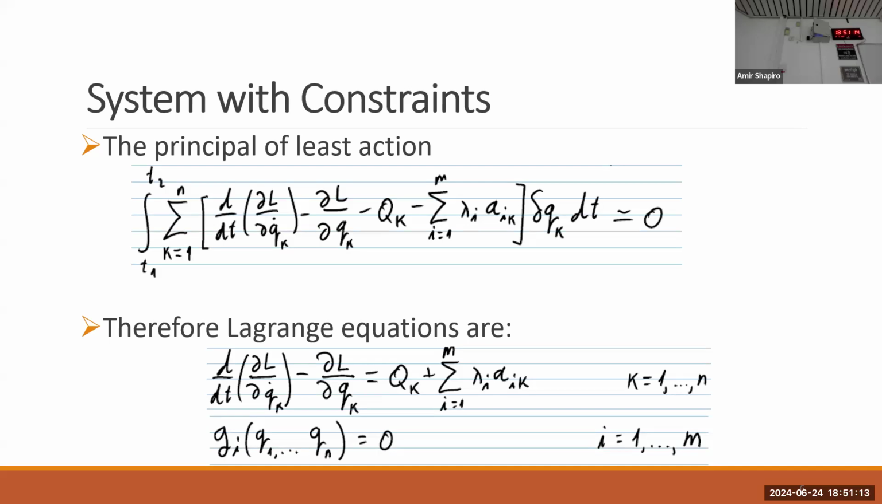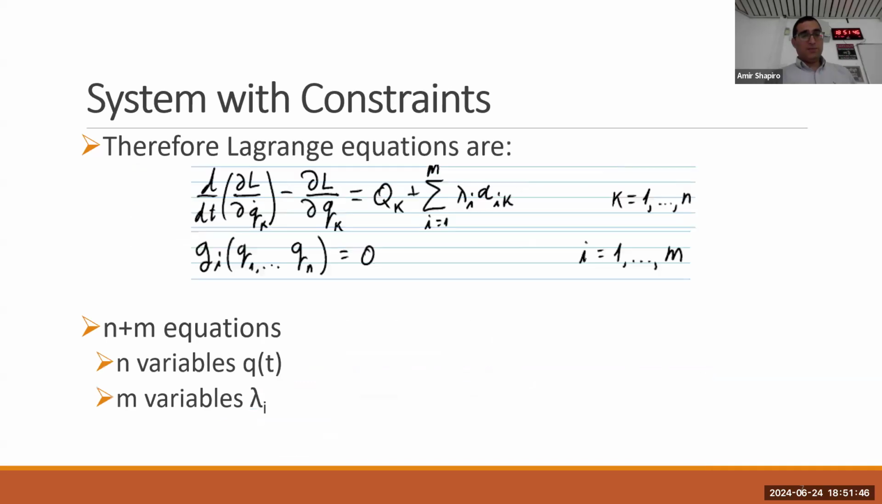So in total, I have n plus m equations, and I have q, which are n parameters, plus lambda, which are m parameters. So I have lambda and q parameters, and I have the Lagrange equation plus the constraint equation. And I have to solve everything simultaneously. And this is quite difficult. And I'll show you how we do that. So in total, we have the Lagrange equation with the external force, not the external, the internal force of the constraint, and the constraint equation, and we need to solve them simultaneously.